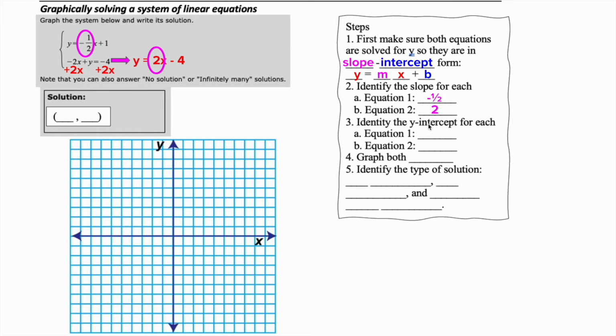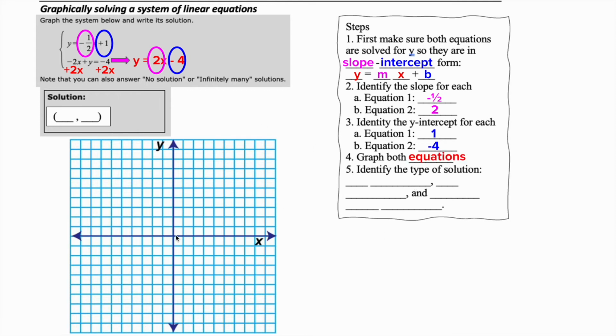All right, so now we're going to move down here to y-intercept. I'm going to go back to equation 1 and identify the number that I'm adding or subtracting. Not next to the x, the number that's being added or subtracted. So that's a 1 for equation number 1, and for equation number 2, that's minus 4. So I have negative 4. Now I've identified the pieces that I need to graph these two lines, and I can start graphing. So we're going to graph both equations.